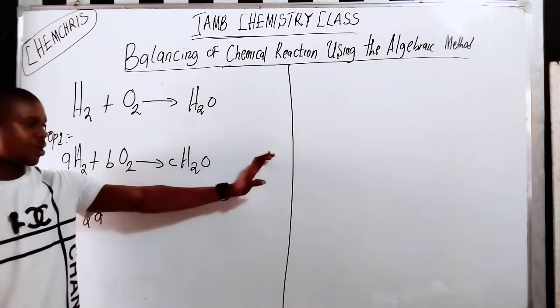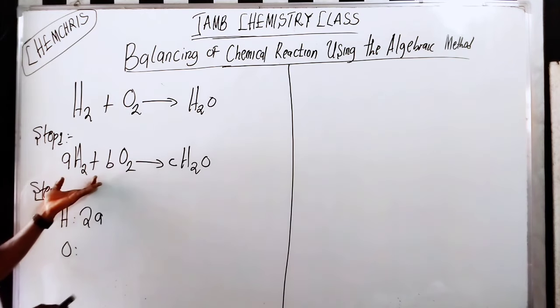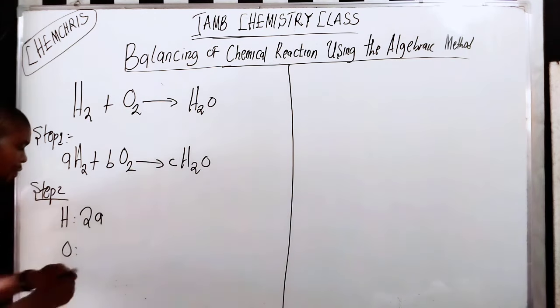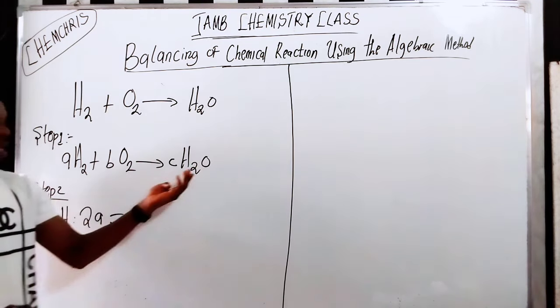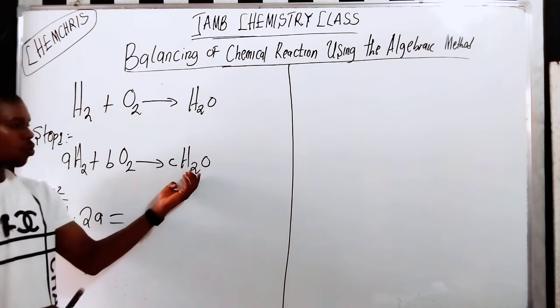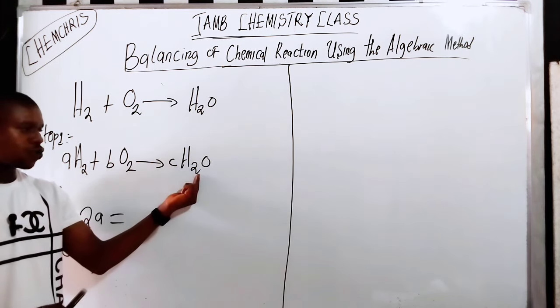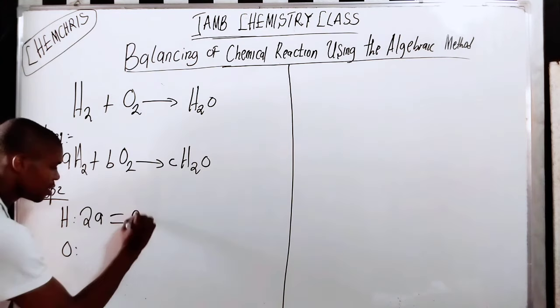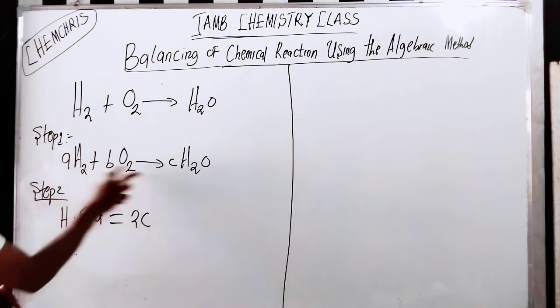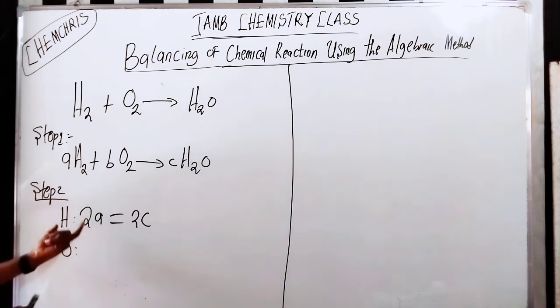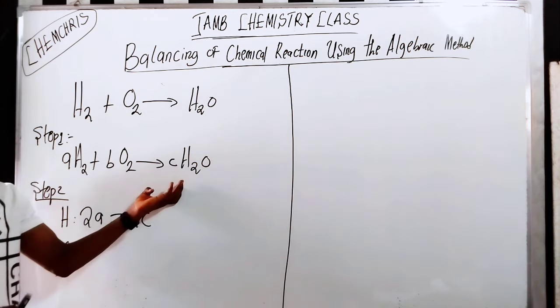Here we have the reactant side. Now move forward to the product side. It is going to be equal to: how many hydrogen do you have here? Here we have 2 hydrogen, and the coefficient is c. So 2 times c is 2c. Then you are done with writing the equation for the first element, which is hydrogen.